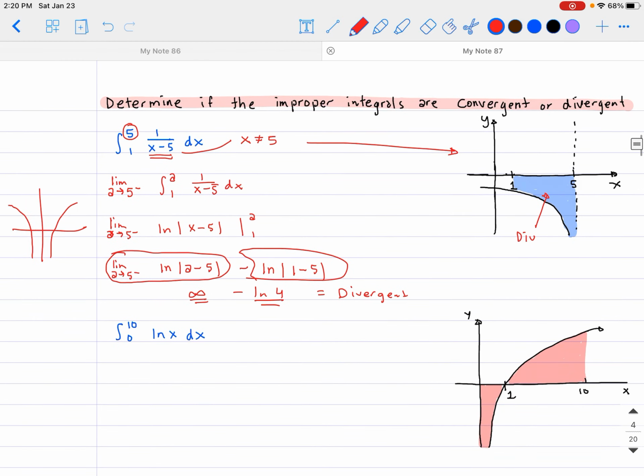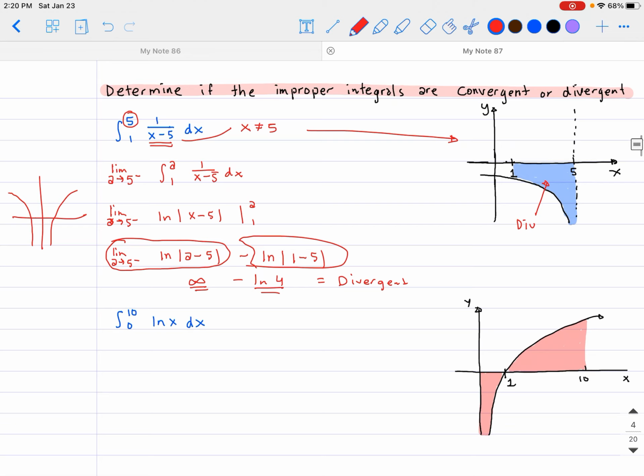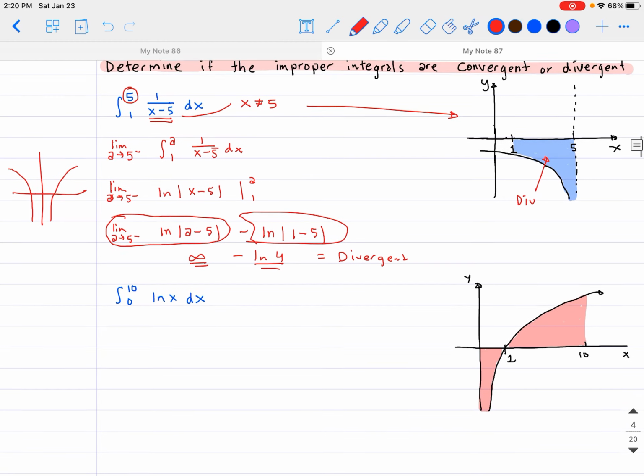Now, does that necessarily mean that whenever you have a vertical asymptote like this, you're going to get a region that's divergent? The answer is not necessarily. So you're going to have to try it out to see how that works out.